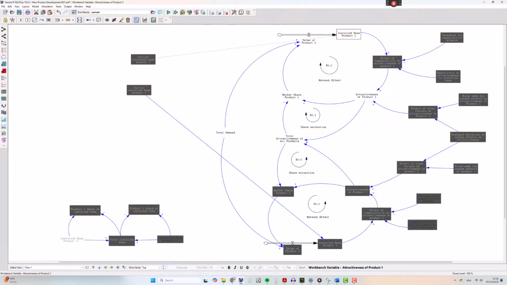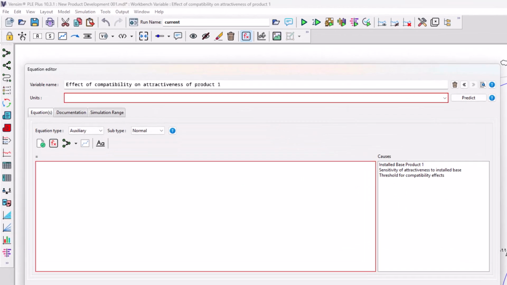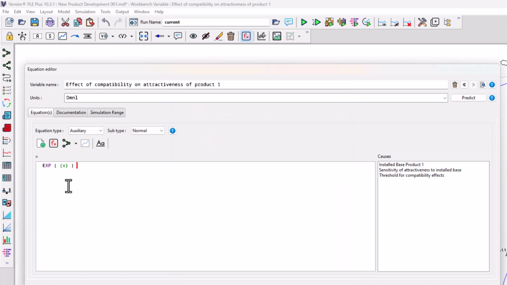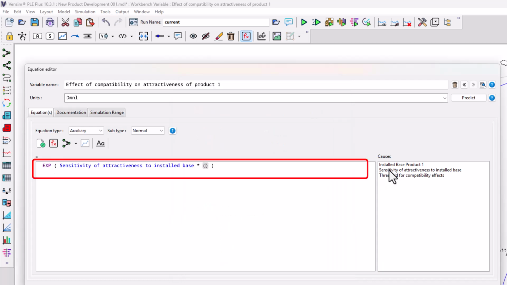Next, we'll look at the effect of compatibility on attractiveness of product 1. Remember, this is the network effect. We'll set it to an exponential value. So we set it here to the exponential of the sensitivity of attractiveness to installed base, multiplied by that installed base, and divided by the threshold for compatibility effects. This means that this equation is only really going to become important when the installed base approaches the threshold value.